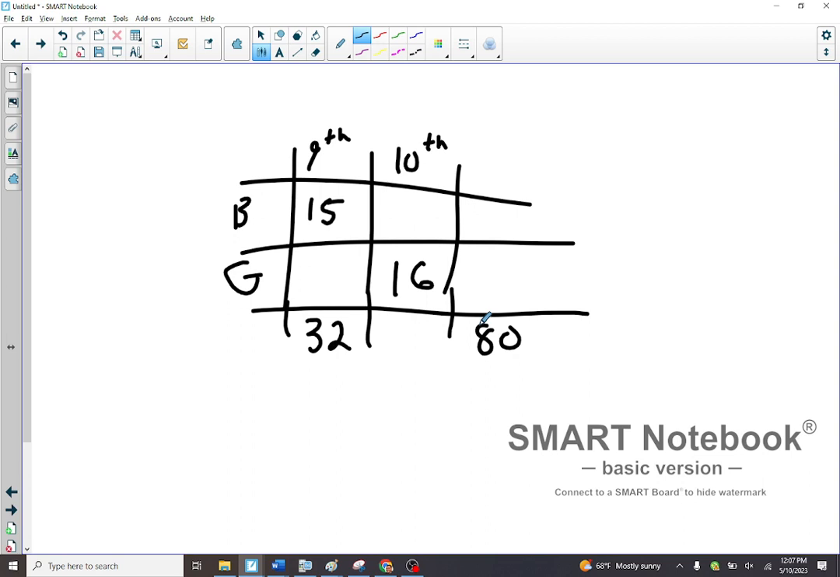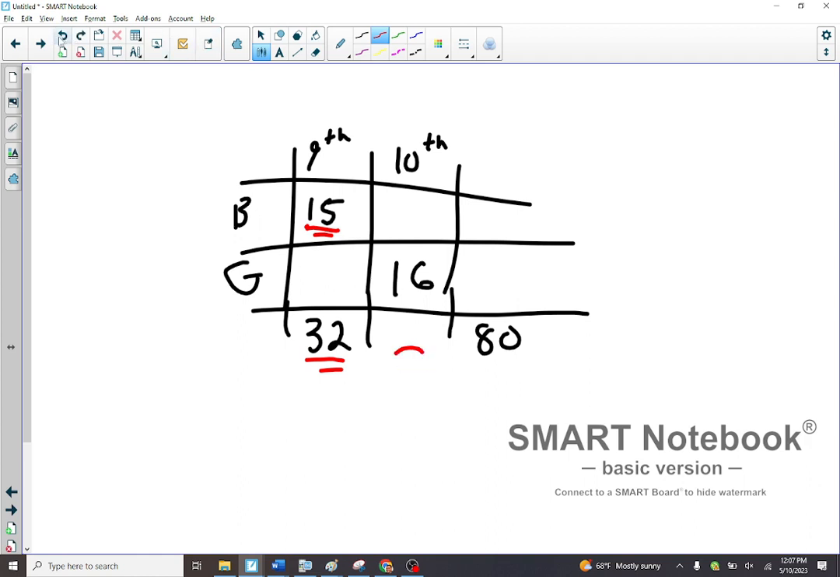So this would be how many 9th graders there are in total. Yeah, and then the next one would be how many 10th graders in total, and then 80 would be everyone all together. Yes. And then what goes on the top? Well, let's fill it out, and then I'm happy to explain the pieces.